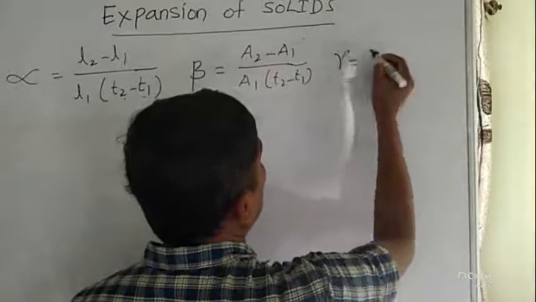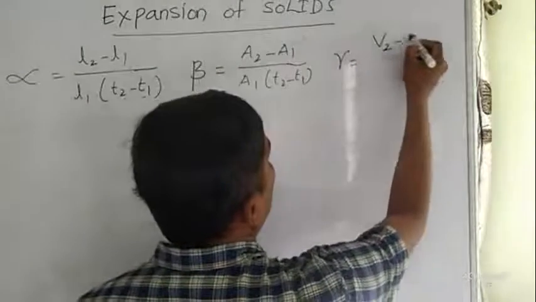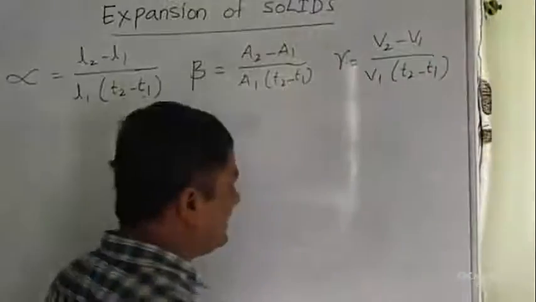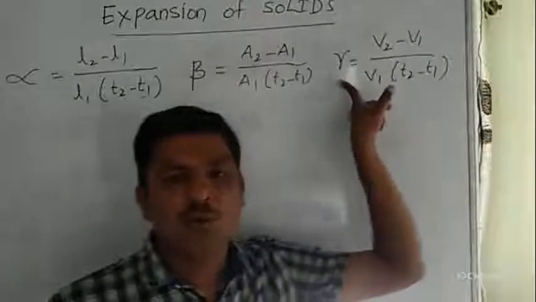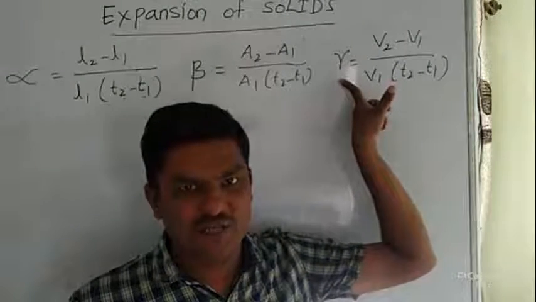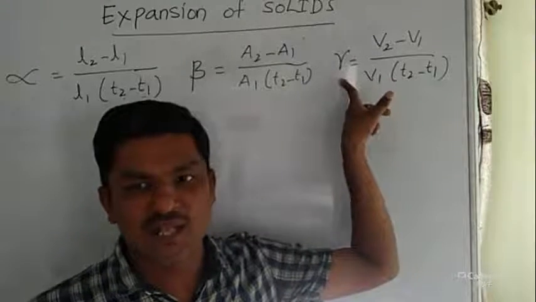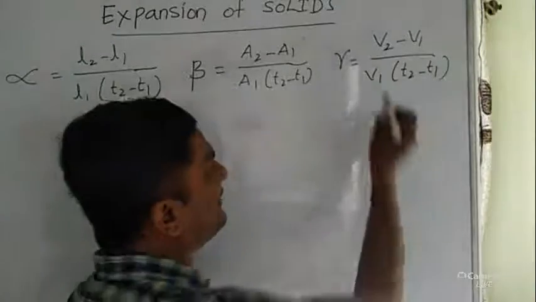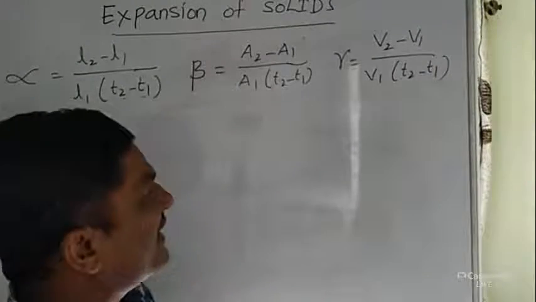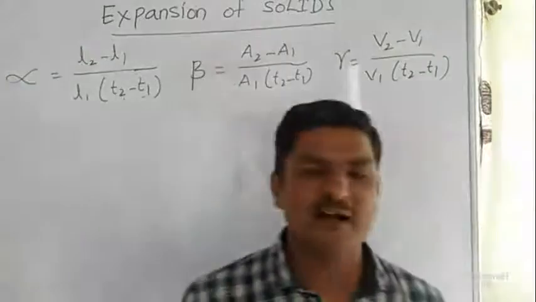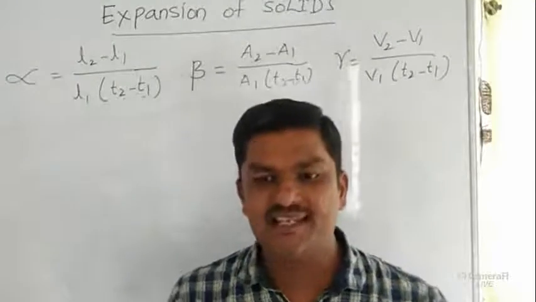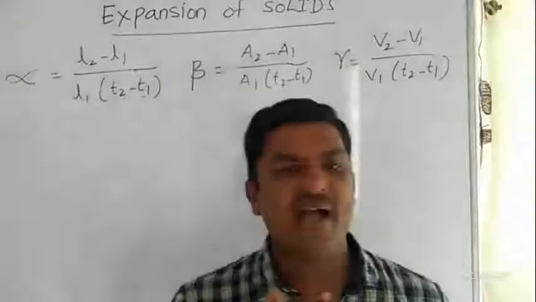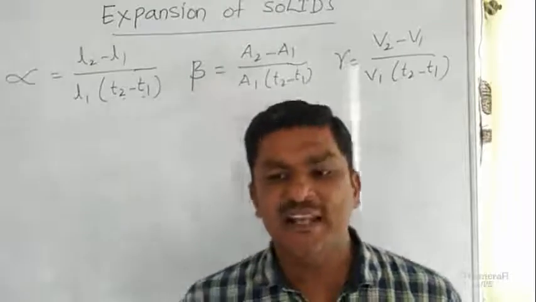If I consider the volume, then gamma equals (V2 minus V1) by V1 into (T2 minus T1). Here gamma is called the coefficient of volume expansion of a solid. It is also named the coefficient of cubical expansion of a solid. Alpha, beta and gamma have a Celsius unit of per degree centigrade, and an SI unit of Kelvin inverse.